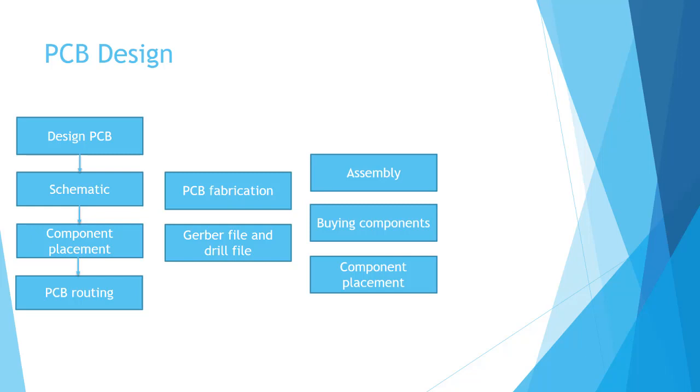After that, the board goes to assembly to put the components on it. At the first stage, the components should be provided. But which components? The engineer should generate the bill of material and send it to the assembly section to buy the components. If the schematic library is created in a correct way, the bill of material, or BOM, will be generated automatically.